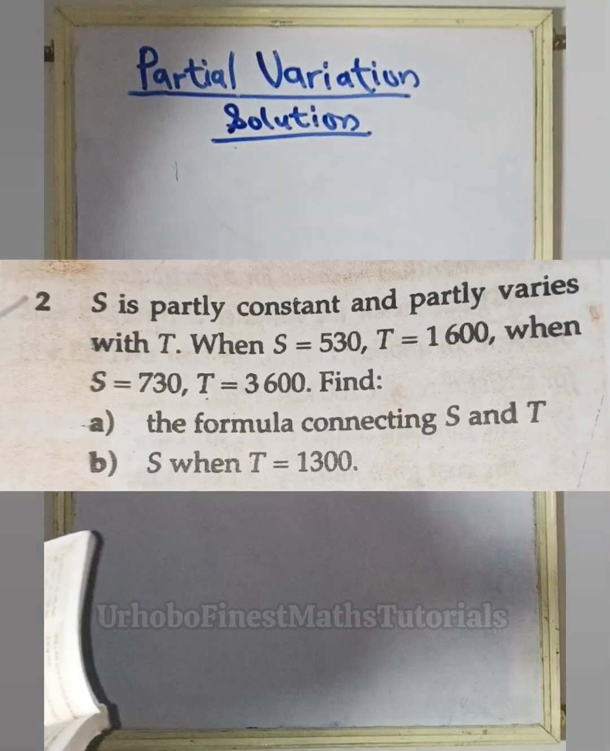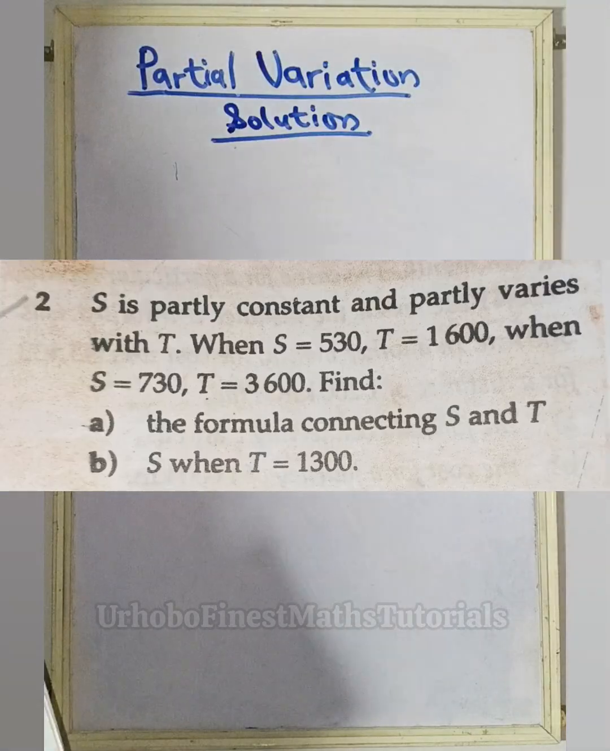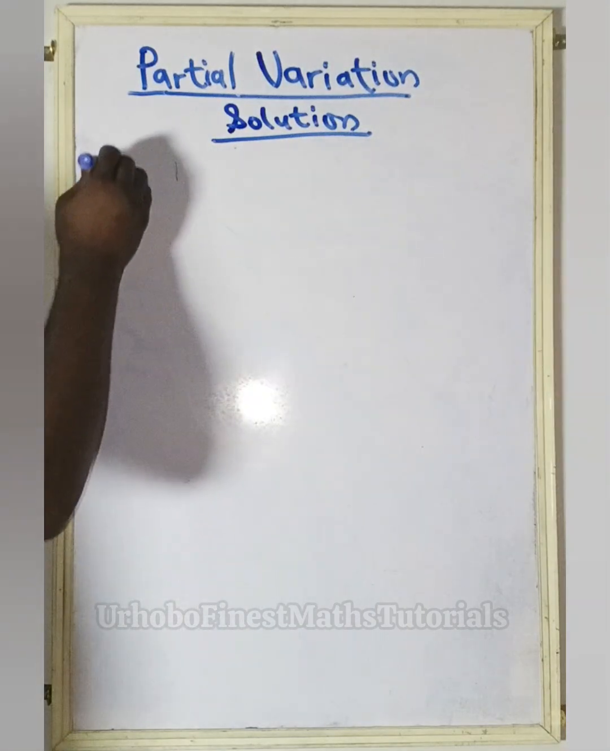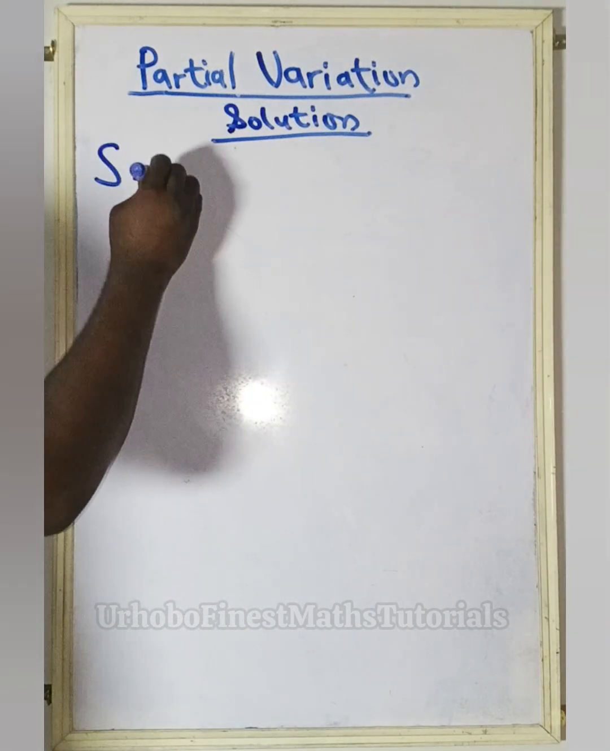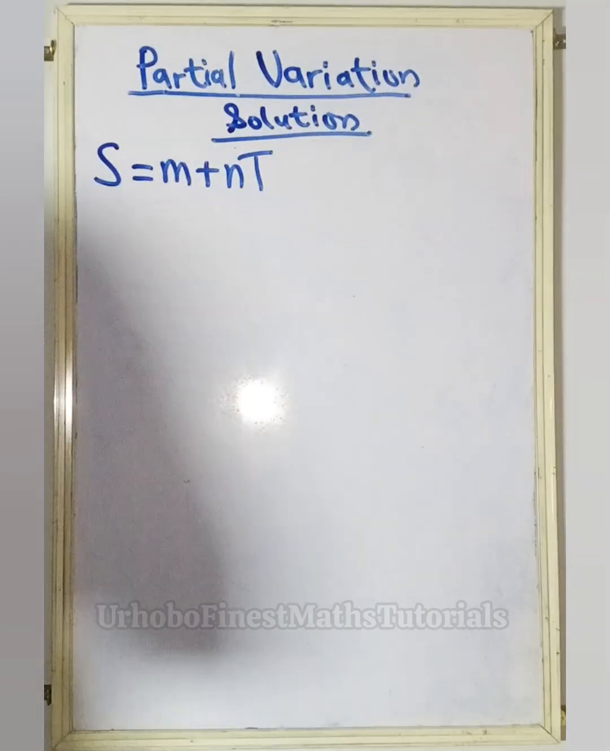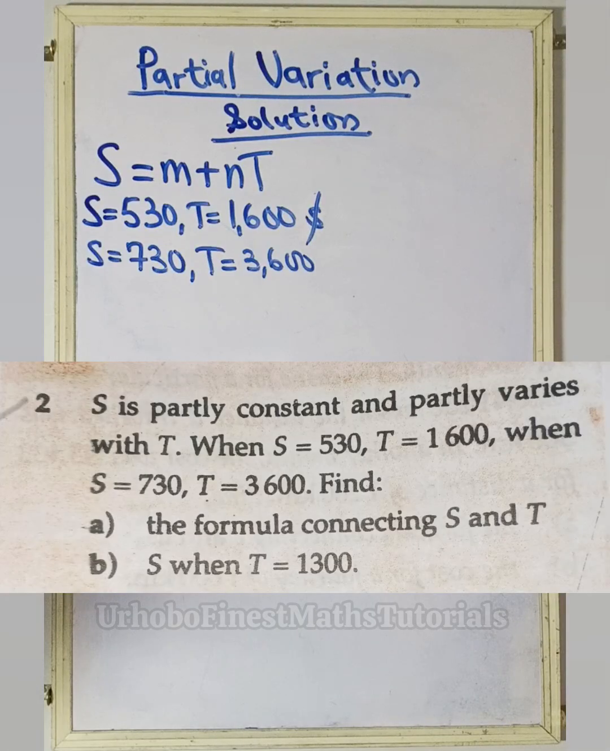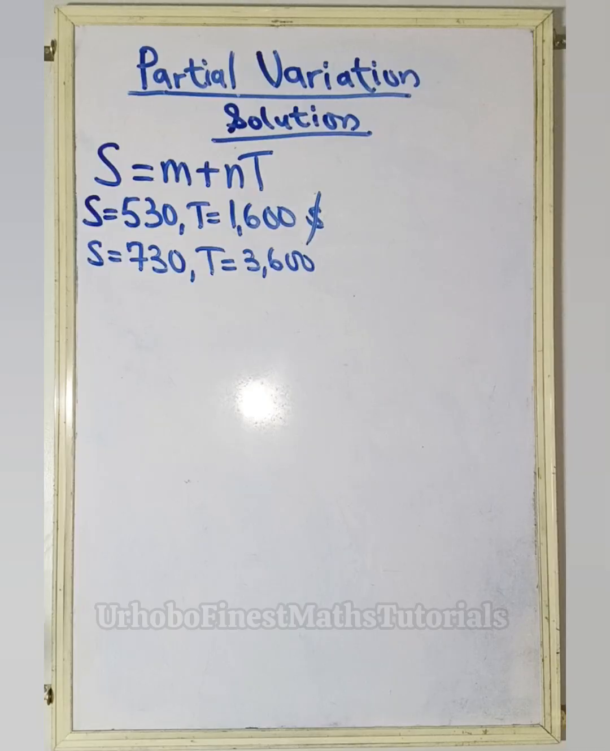So in the question, we're told that s is partly constant and partly varies with t. So this is how you write it: s is partly constant and partly varies as t, so both m and n are constant. We're told when x equals 530, t equals 1600, and when x equals 730, t equals 3600. So we have to substitute these values into this particular equation.